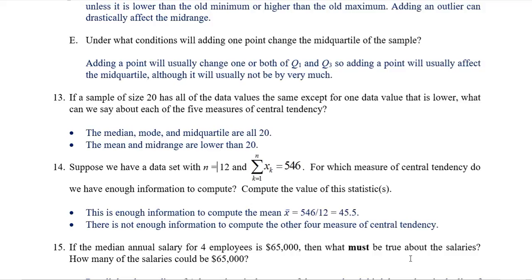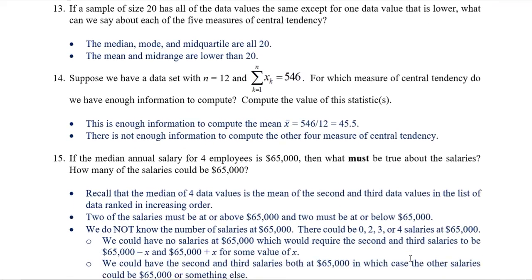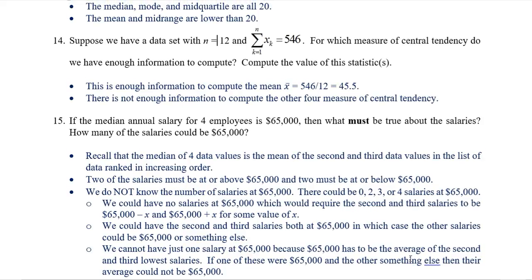Okay, how about this one? If the median annual salary for 4 employees is $65,000, then what must be true about the salaries? How many salaries could actually be 65,000? Well, let's think about this a minute. Remember, the median of 4 data values is the mean of the second and third data values in the list. So 2 of the salaries must be at or above 65,000 and 2 must be at or below 65,000. We do not know the number of salaries at 65,000. There could be 0, 2, 3, or 4 salaries at 65,000.